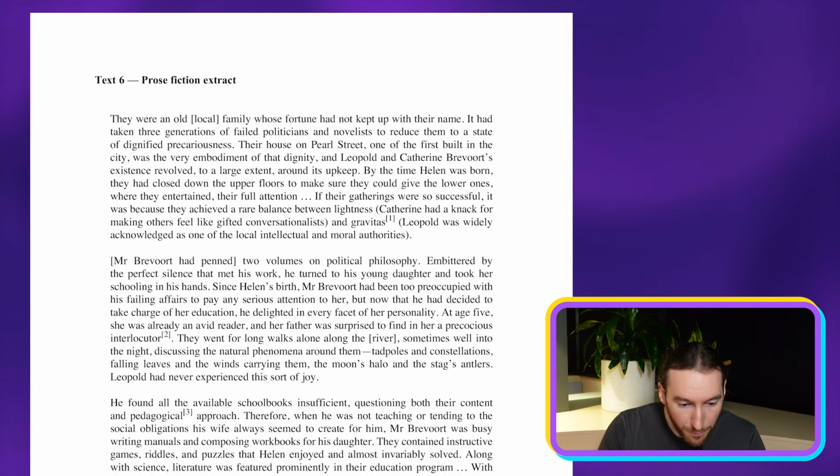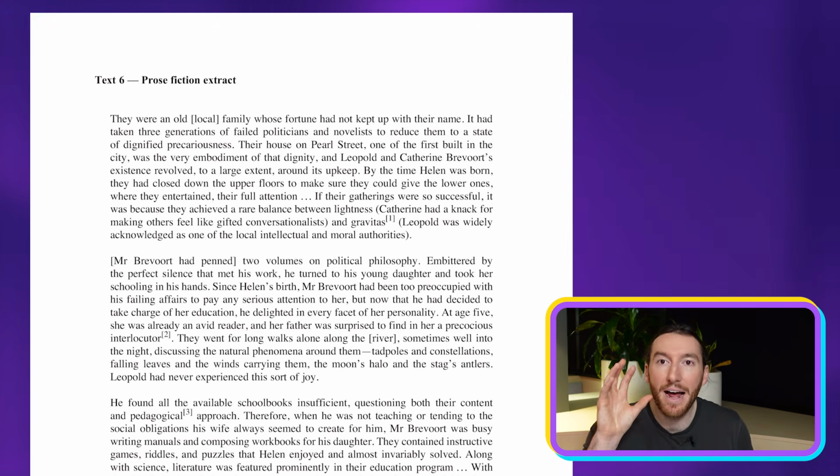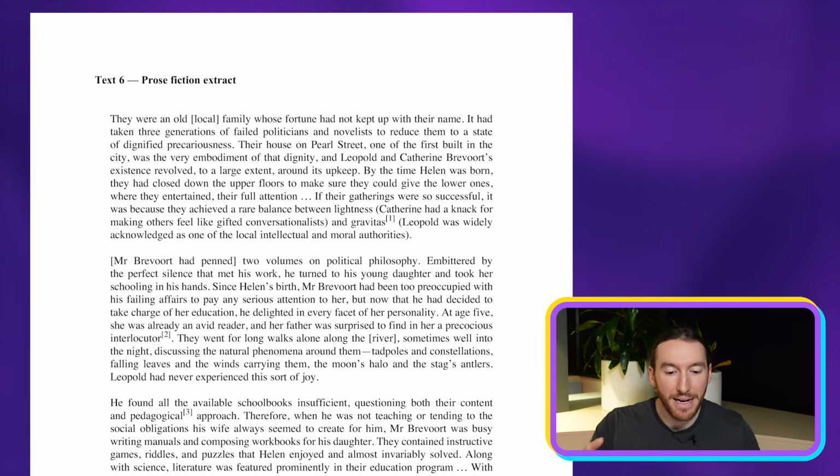Okay, and then moving on from there, Mr. Brevoort had penned 2 volumes on political philosophy. Embittered by the perfect silence that met his work, he turned to his young daughter. So like people weren't appreciating his work. He turned to his young daughter and took her schooling in his hands. Okay, see, there's a shift here. See how that first part, this is what we wanted to see for this 5 marker. The first paragraph is about the dynamic between husband and wife. There's the family dynamic.